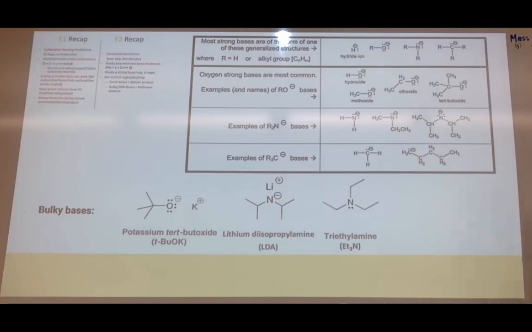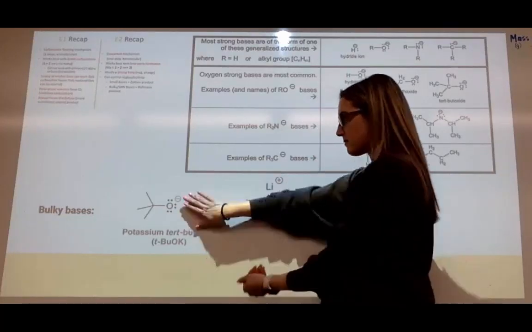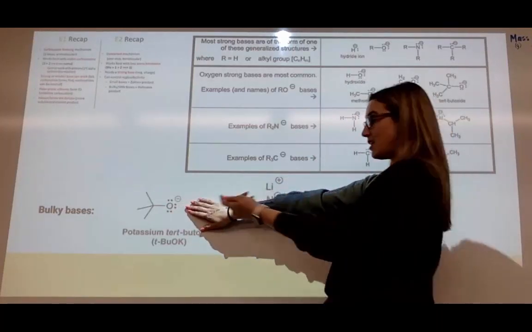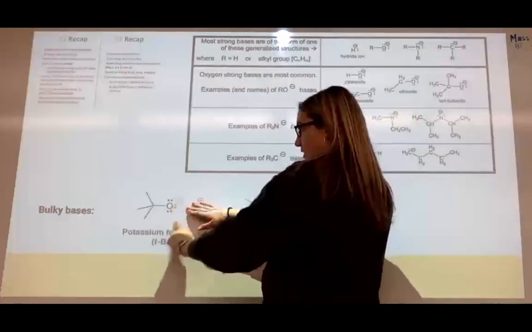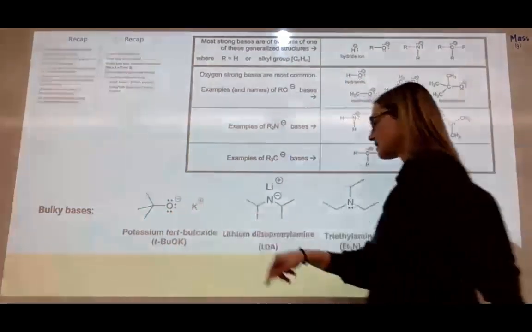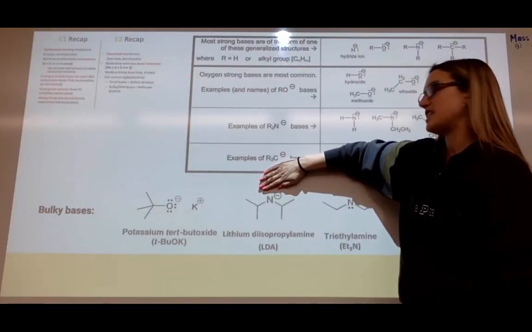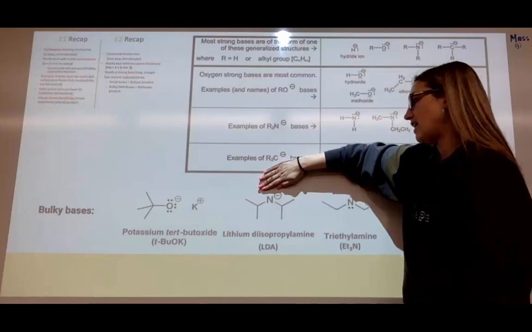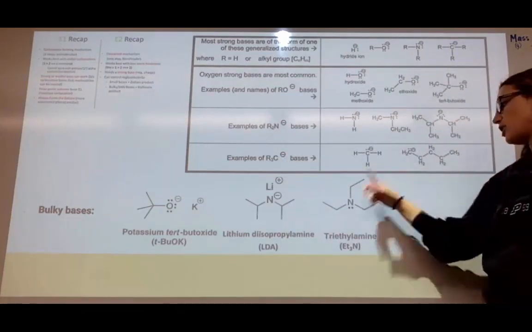Potassium tert-butoxide is one. Remember the K+. If I remove the K+, now you have that O with the negative charge. There is your strong bulky base. All right, LDA, again, lithium is just that cation that's used to bring in the anion. So you have that N with a negative charge. There's your strong base. And then triethylamine.